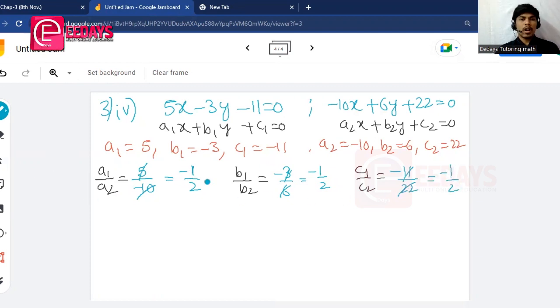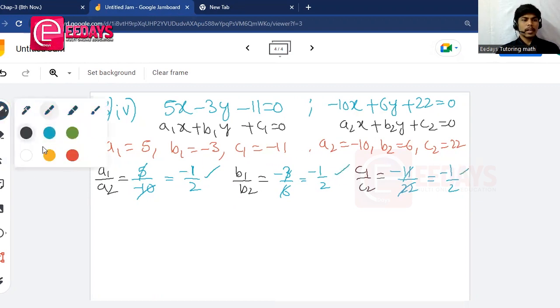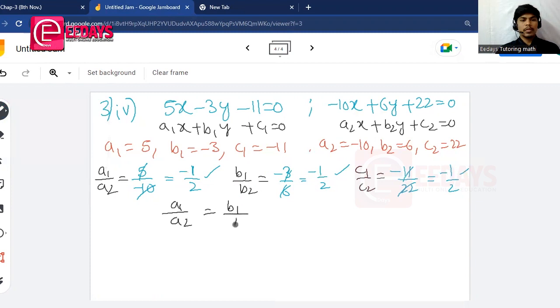Observe carefully, all the ratios we will get are minus 1 by 2, minus 1 by 2, minus 1 by 2. We can conclude that a1 by a2 is equal to b1 by b2 is equal to c1 by c2. If all the ratios are equal, then we can call it a pair of linear equations that is consistent.